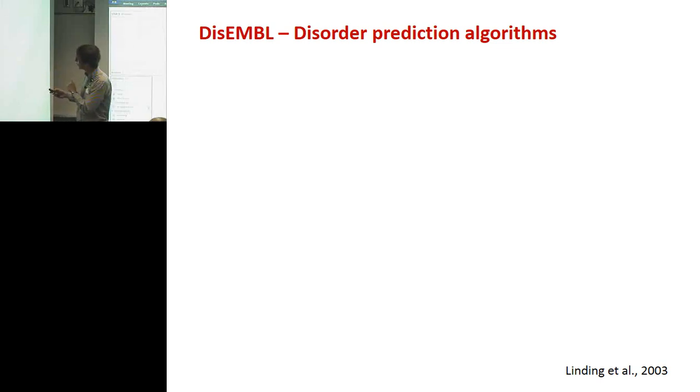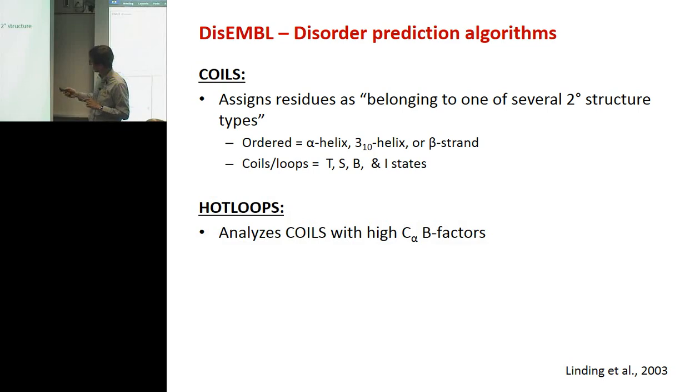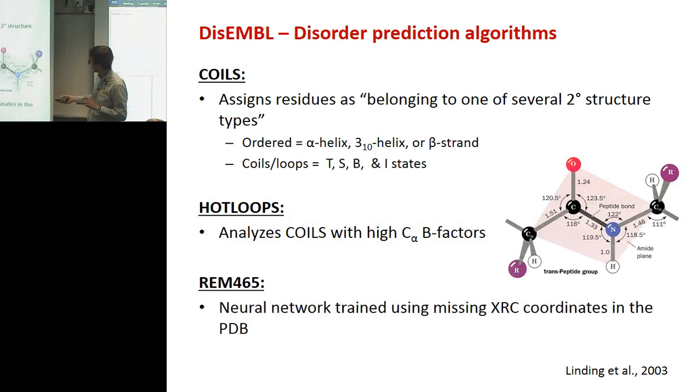The other algorithm that we use, because I'm a good friend of the group, is the DCMB algorithm, funded by the European community. They have three algorithms: coils, hot loops, and RIMAR 465. Coils is not very effective because it tends to overestimate disorder. It assigns residues to one of several secondary structure types, such as order or coil loops, depending on certain definitions. I don't want to go through the details because I would like to explain the guidelines and time is running out.